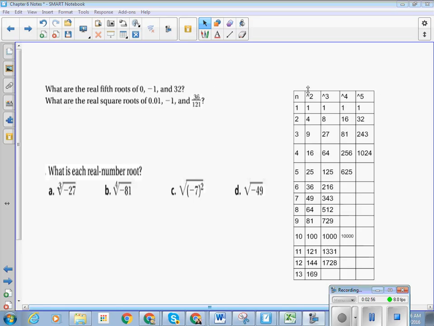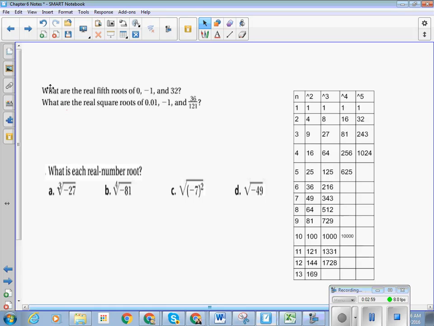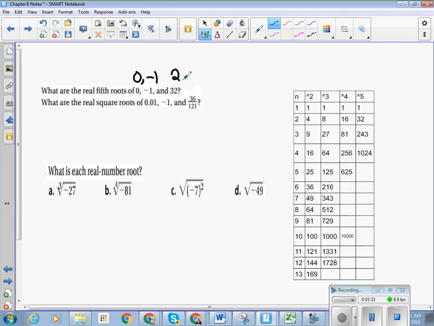Then we're going to use this chart to answer the question, what are the real fifth roots of 0, -1, and 32? The real fifth root of 0 is 0, because 0 times itself 5 times is 0. The real fifth root of -1 is -1, because -1 times itself 5 times is -1. And the real fifth root of 32 is 2, because 2 to the 5th power equals 32.